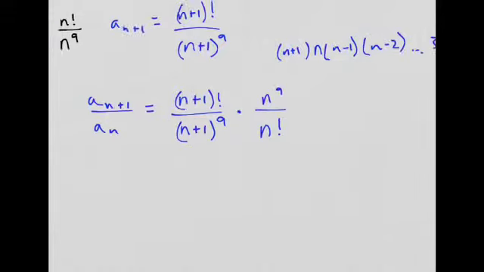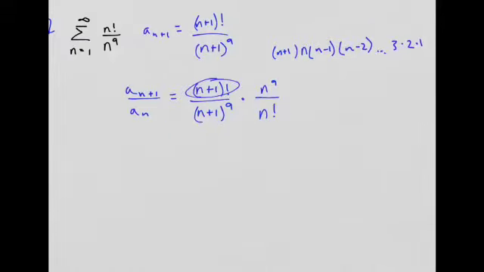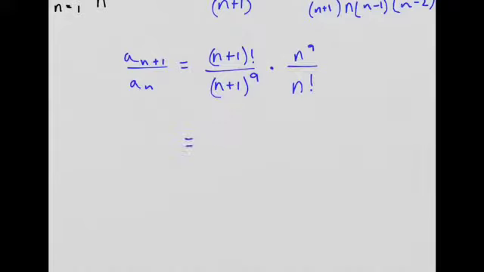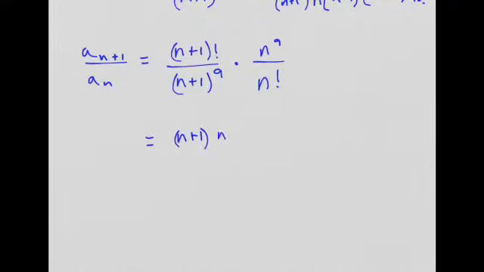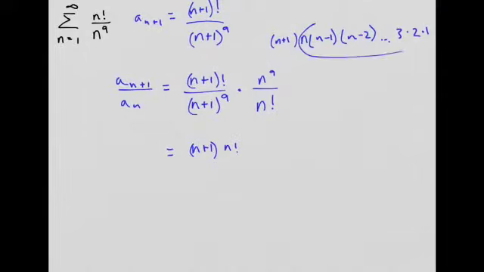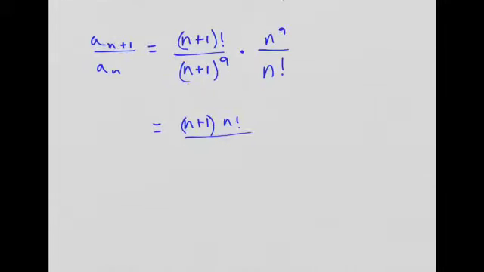And so this actually simplifies to n plus 1 times n factorial, because that's what this is, n factorial. This is n plus 1 factorial. It's kind of nice that way. So then n plus 1 to the 9th times n to the 9th over n factorial. The whole point was to get rid of that. That's what I wanted to do.